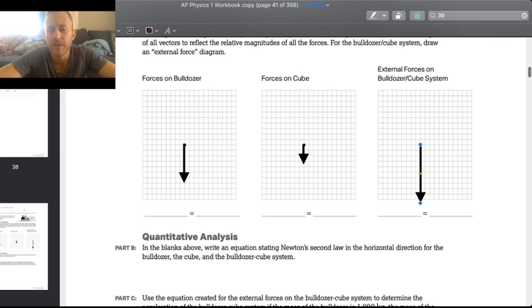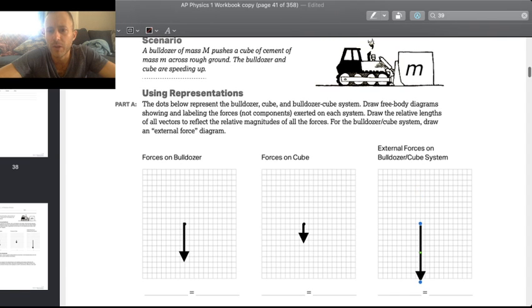Now we're going to have normal forces as well. The bulldozer isn't accelerating upwards, so the upward force has to match the downward force, so you would want to have your normal force being the same size. Something like that. And here you have normal force being the same size.